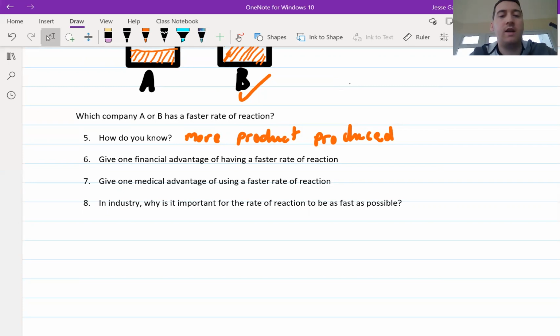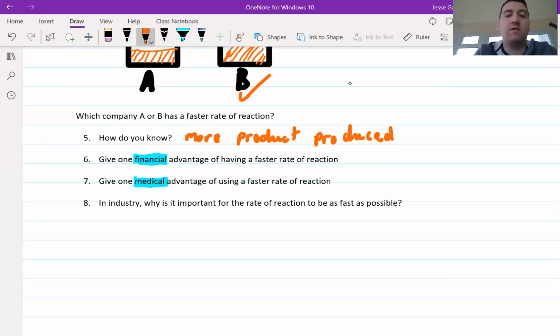Okay, number 6, give one financial advantage. I hope you read that. Give one financial advantage. So that's got to do with money. So you have to be talking about money in this answer. If you didn't do that, have a look at your answer, pause the video and have another go. And look at number 7, one medical advantage. Okay, so pause the video and make sure you have included those.